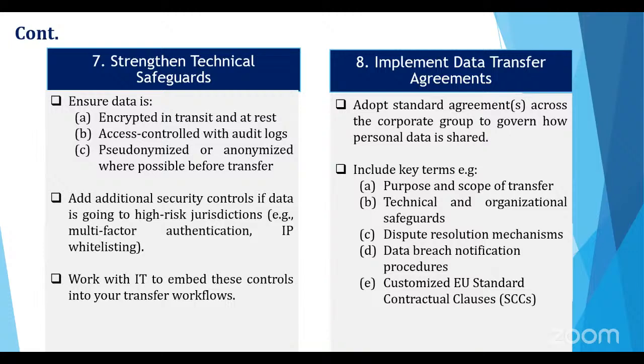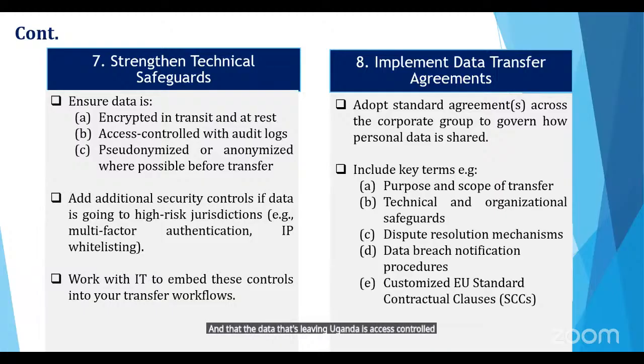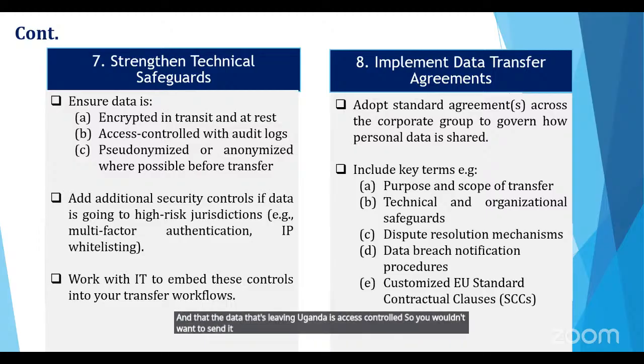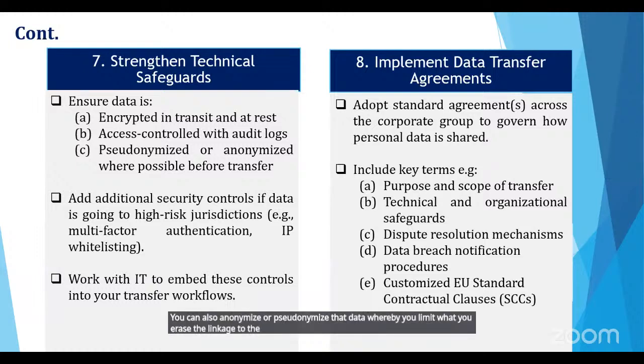So there's also the step of strengthening technical safeguards within your entity. This, of course, calls for collaborating with the IT teams, but it's really to ensure that data is encrypted in transit and at rest, and that the data that's leaving Uganda is access controlled. So you wouldn't want to send it exposed without any restrictions embedded in it. You can also anonymize or pseudonymize that data, whereby you limit or erase the linkage to the actual data subject in Uganda. So you could sort of relabel the information, give it other keys or characters that do not tie back to the specific individual in Uganda.